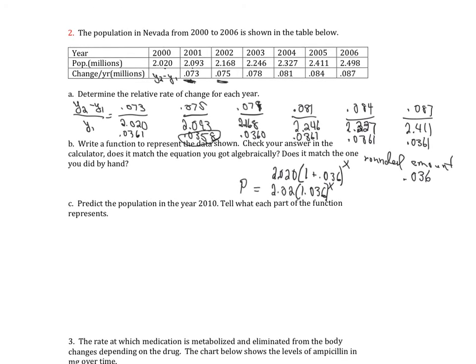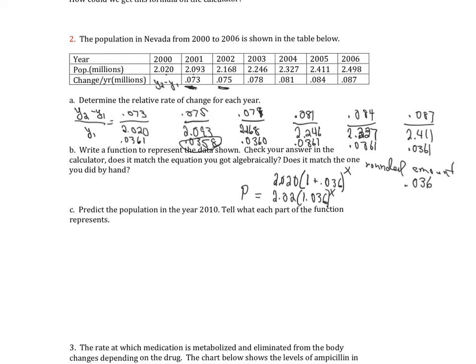Now, the next part says to predict the population in the year 2010. Well, 2010 is 10 years from 2000. So if I use 10 for x, population equals 2.020 times 1.036 to the 10th power. That should give me the population in 2010. When I calculate that, I get 2.87706003, and that's in millions.